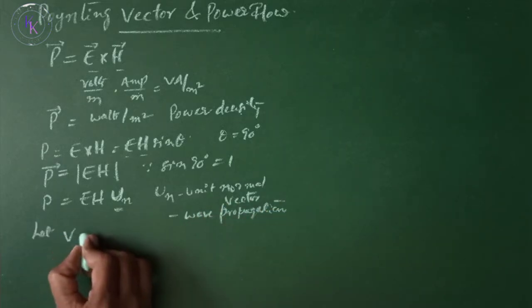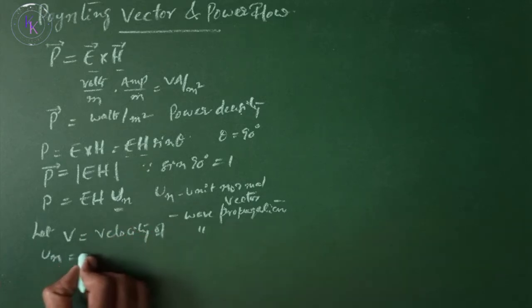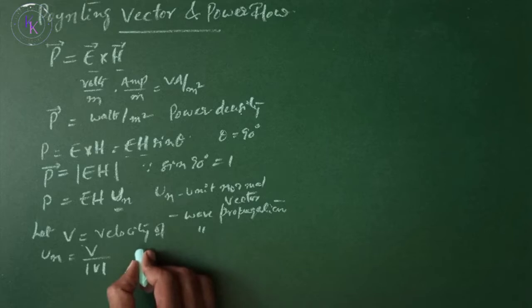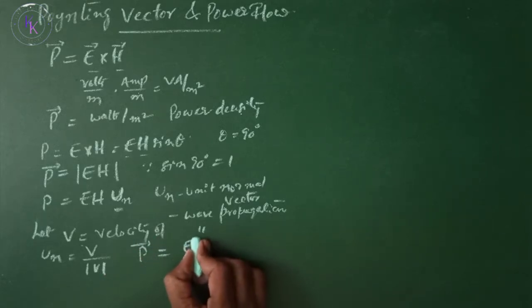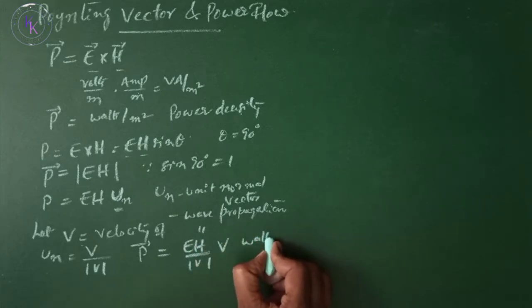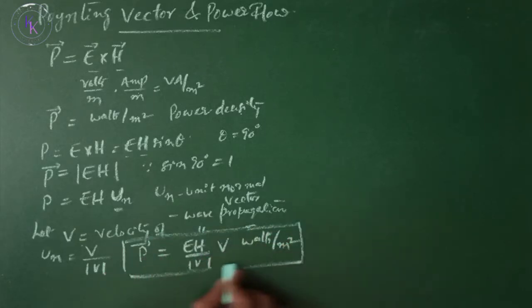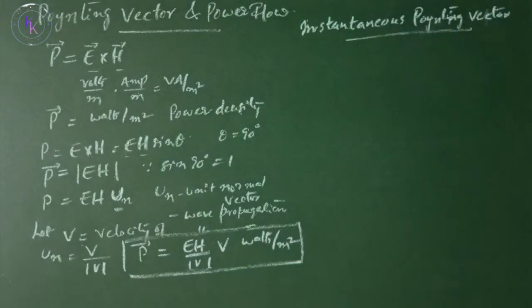Now let V equal the velocity of wave propagation, and Un equals the velocity divided by the magnitude of velocity, the scalar magnitude of V. Then the Poynting vector P bar equals E H times the unit vector of V, in watts per meter square. So this is our instantaneous Poynting vector.